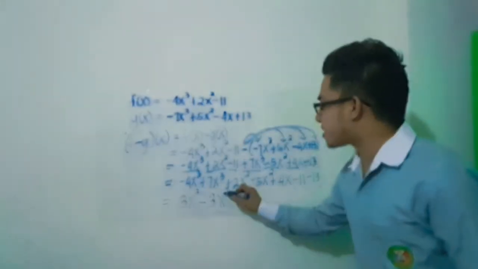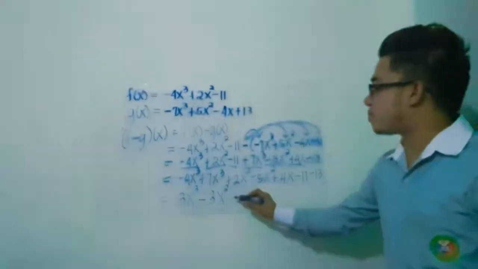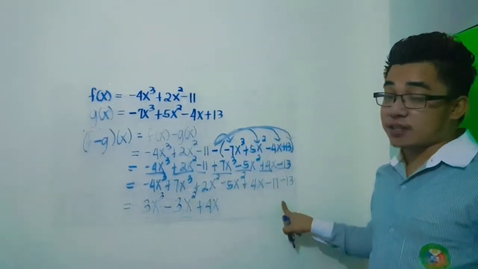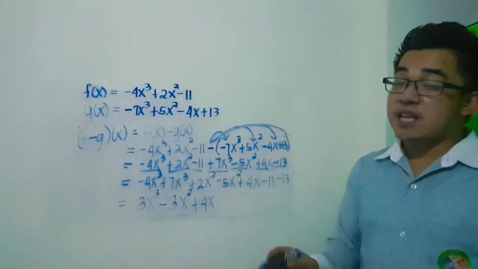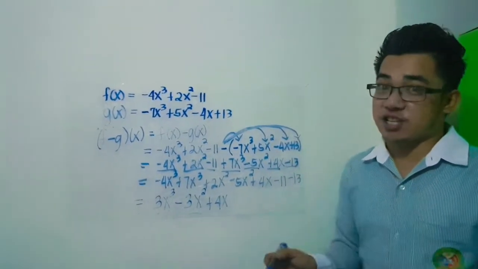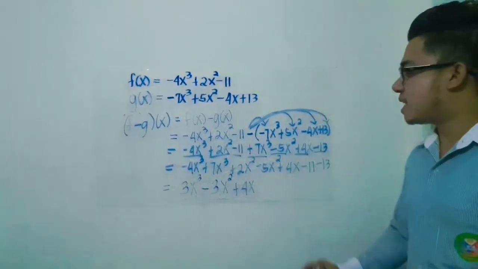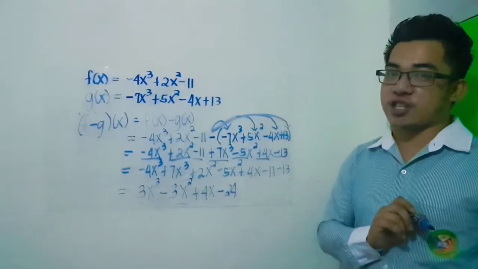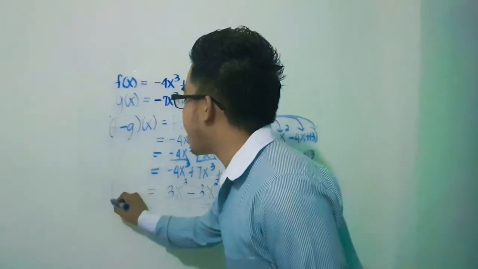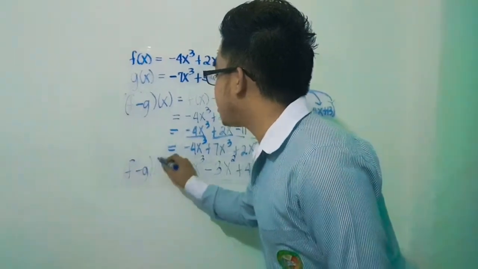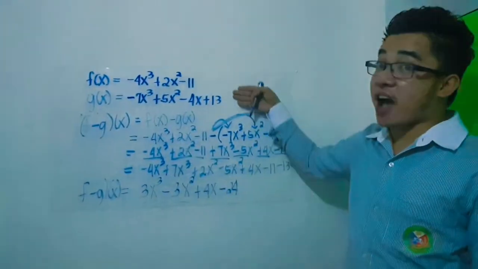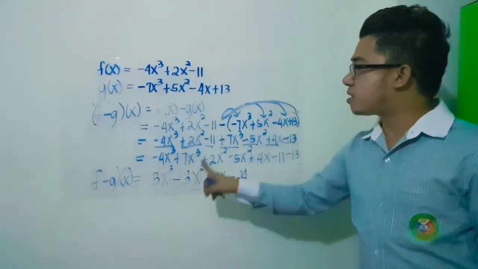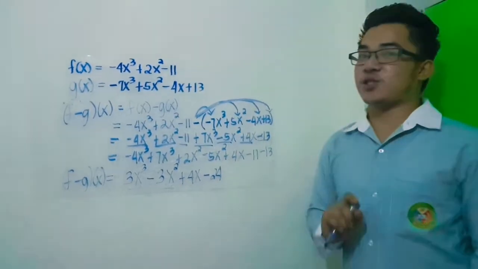Then copy x squared. So 4x, just bring down 4x, and we have negative 11 minus 13. So we have two negatives. So the operation to be used is addition. 11 plus 13 is equal to 24. Then just copy the given sign, which is negative. Therefore, f minus g of x given these functions is equal to 3x cubed minus 3x squared plus 4x minus 24.